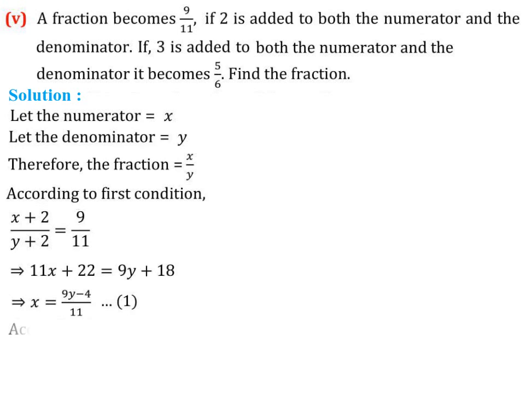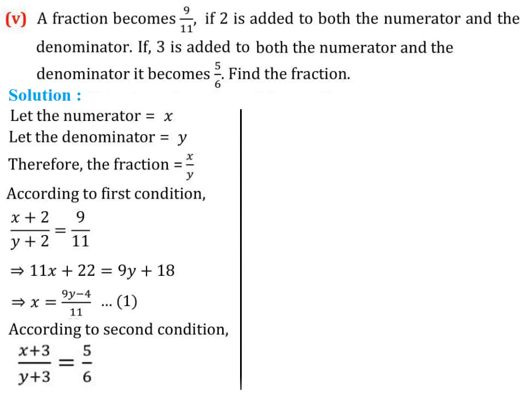Now the second equation. According to the second condition, if 3 is added to both numerator and denominator, then the fraction becomes 5 by 6. So I will get (x plus 3) divided by (y plus 3) equals 5 by 6. Now again doing the simplification, I will get 6x plus 18 equals 5y plus 15. So after simplification, I will get 6x minus 5y equals minus 3, and that will become my second equation.